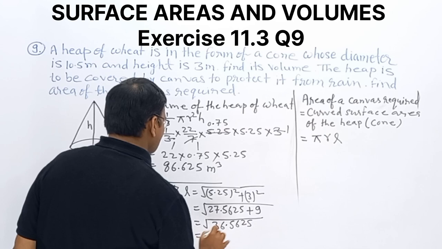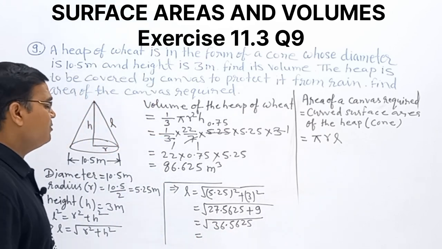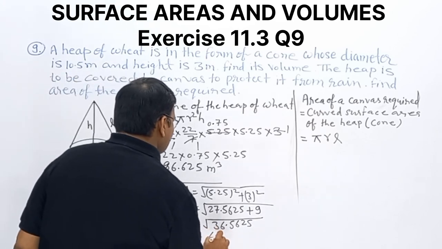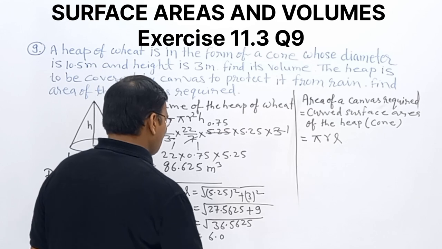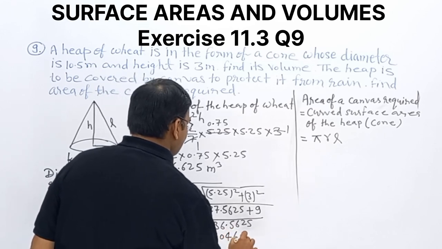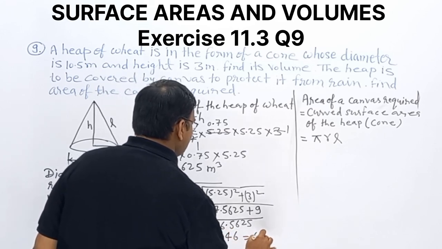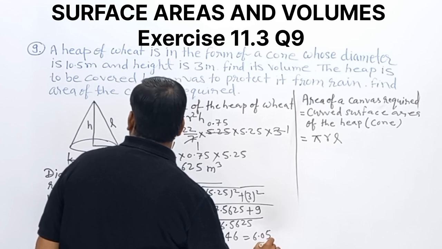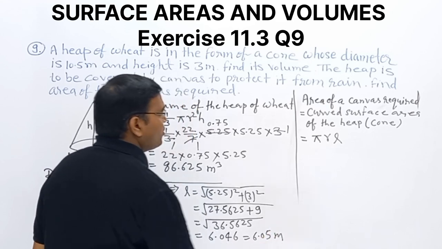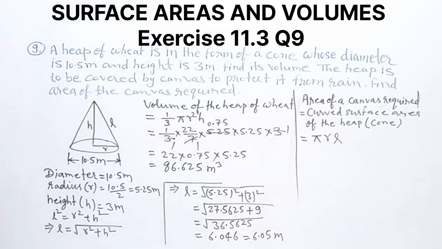36.5625, and it's a square root. The square root of this one will be 6.046, and this can be written as 6.05. What will the unit be? Meter. 6.05 meter will be the slant height. Slant height we obtain.